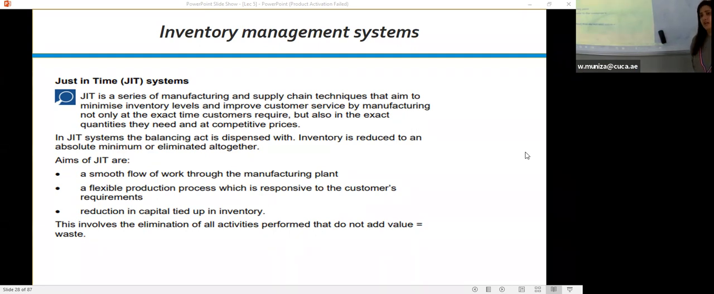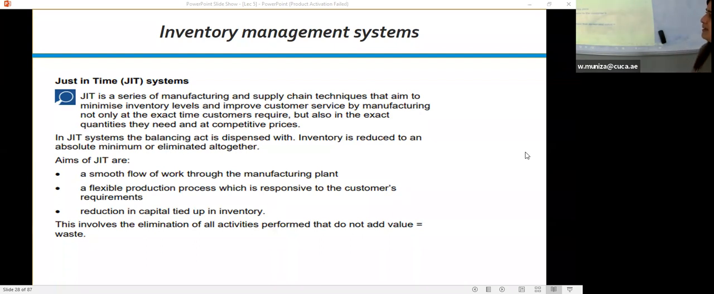We need to have long-lasting contracts with our suppliers to take them in trust that we are not going to leave you. So whatever we are going to demand from you, you have to deliver it to us in time. So just-in-time systems, JIT, are a series of manufacturing and supply chain techniques that aim to minimize inventory levels and improve customer service by manufacturing not only at the exact time customers require, but also in the exact quantities they need and at competitive prices.